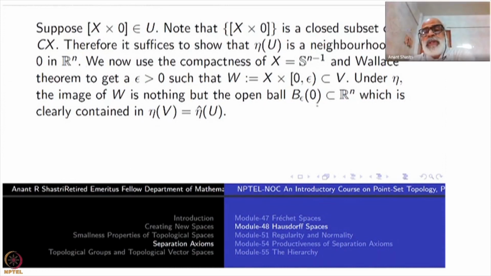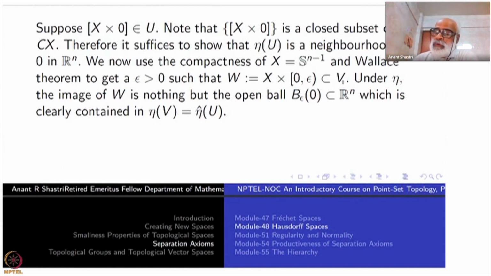This point is coming to that point, right? So rest of them is no problem. So its only problem is why it is a neighborhood of this x cross 0. Okay, it's a neighborhood of 0 in Rn. We now use the compactness of x equal to Sn minus 1 and Valle's theorem to get an epsilon positive such that this W is equal to x cross 0 epsilon, okay, is contained inside V.